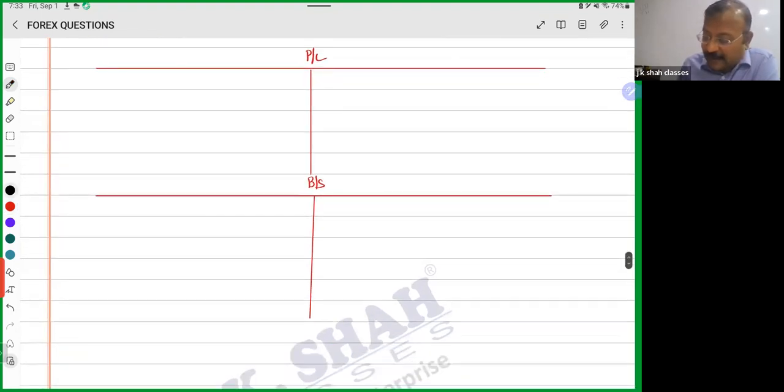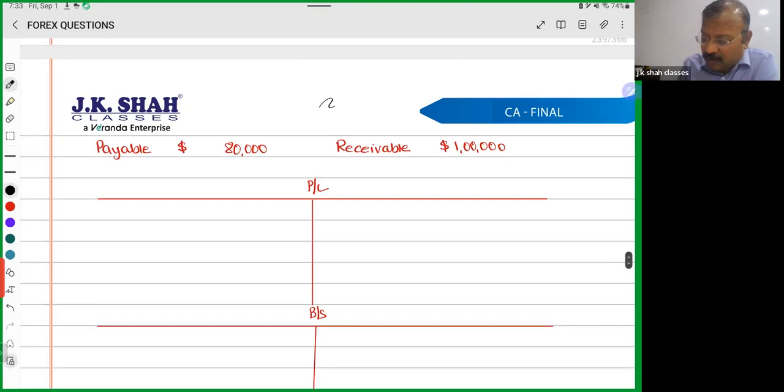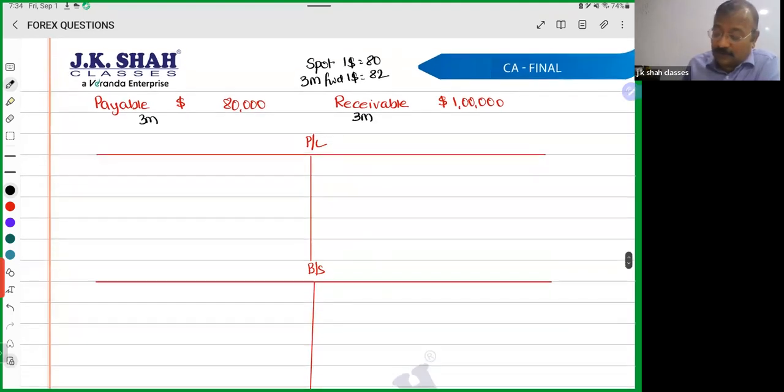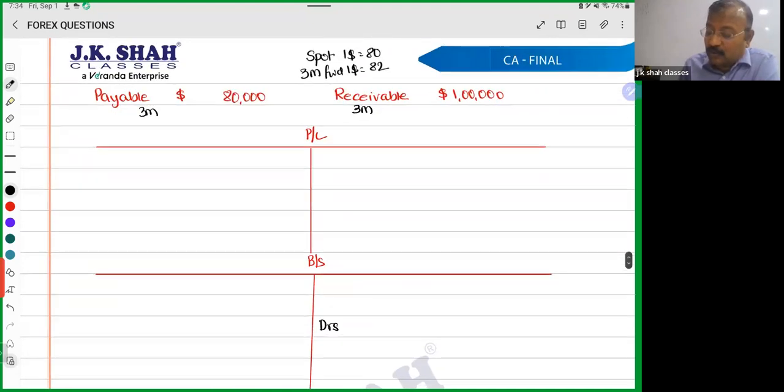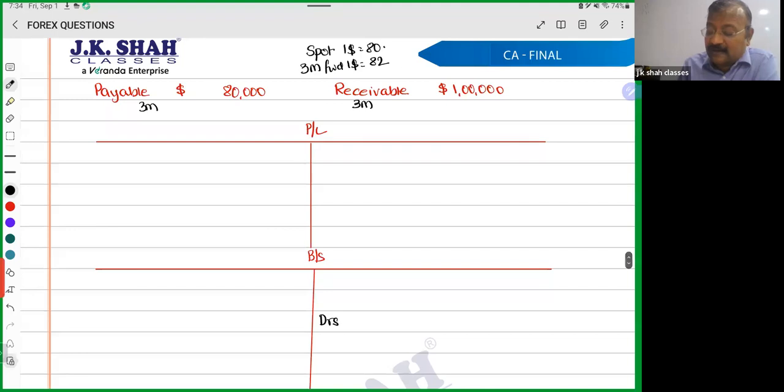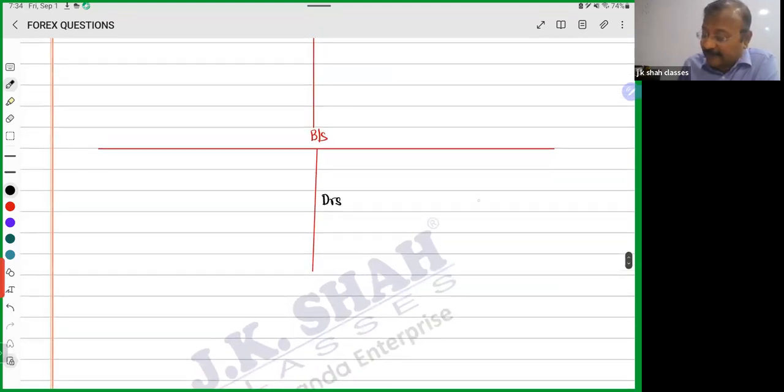Now this receivable, and let us for a moment presume that spot is $1 equals 80, and both the receivable and the payable are due in 3 months. And the 3-month forward rate, let's presume, is $1 equals 82. Now, which means the receivable debtors will be recorded in the books at $1 lakh at the spot rate of 80, right? So 80 lakhs.